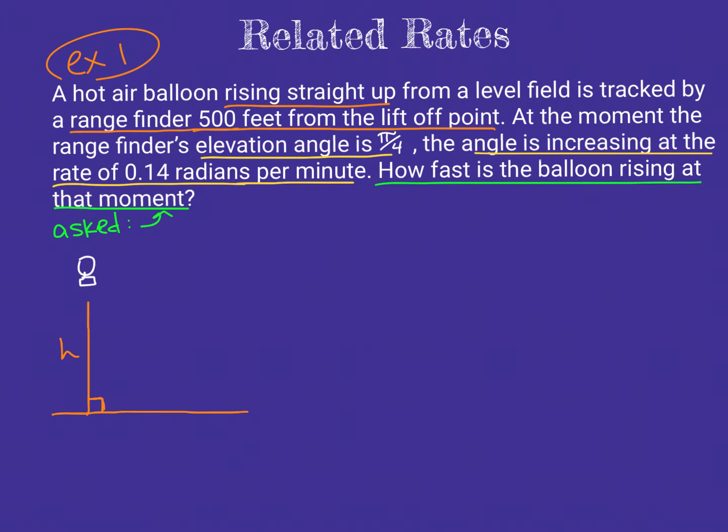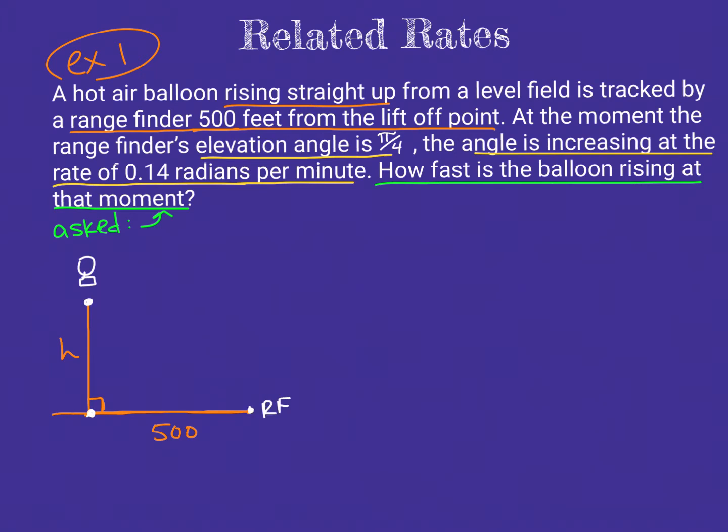Then we know that there's a range finder. It's 500 feet from the liftoff point. That is not something that I know how to draw, so I'm just going to call it range finder. And I know that the distance between the liftoff point, which is right here, and the range finder is 500 feet, and that doesn't ever change. So I'll call that 500.